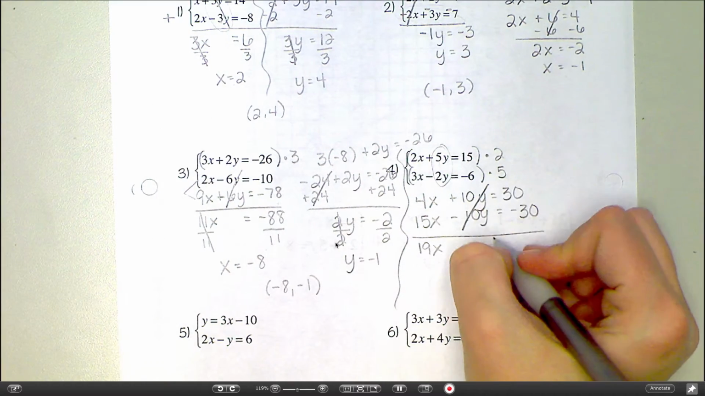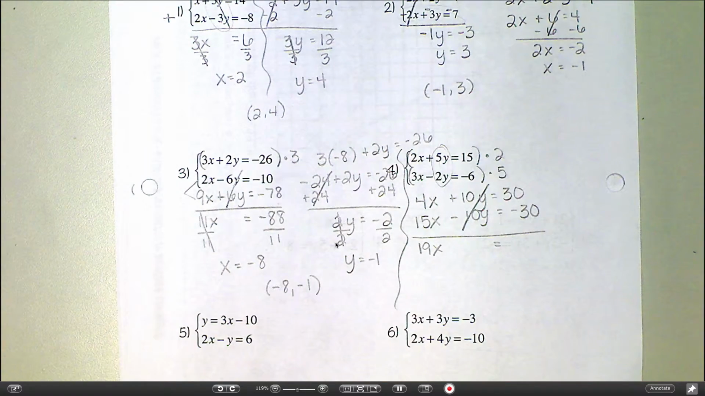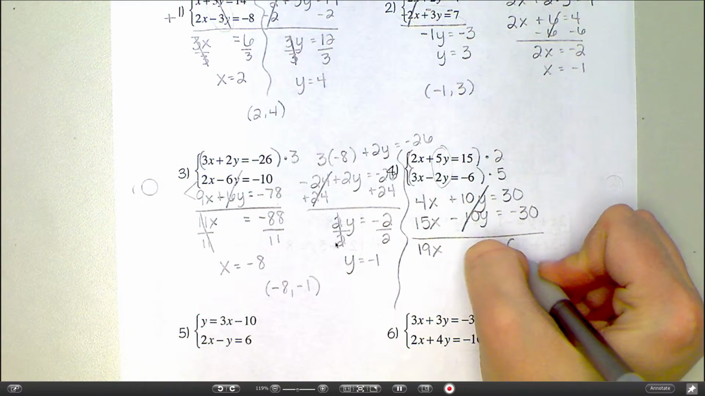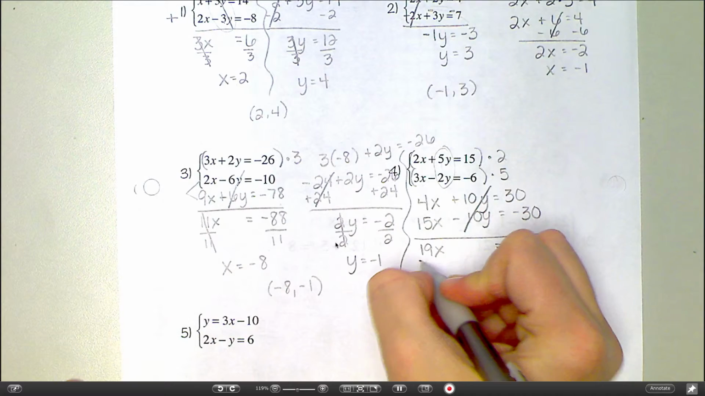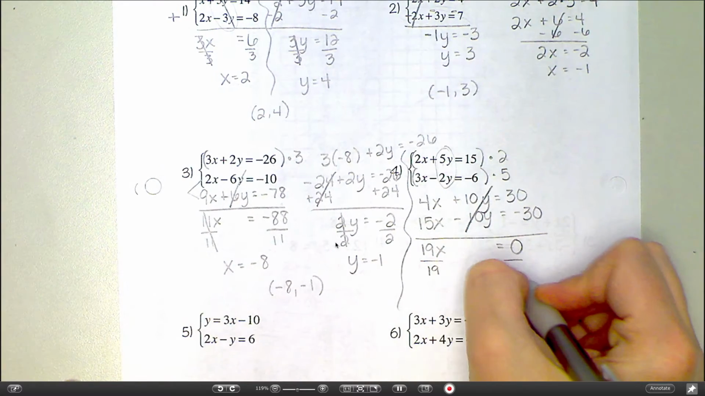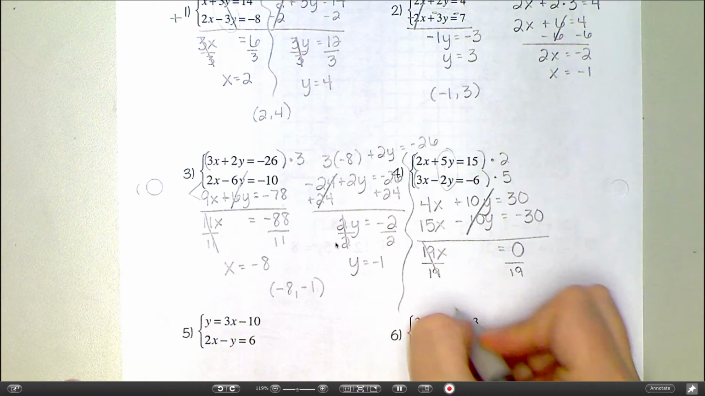What's 30 plus negative 30? Big fat 0. Don't let that freak you out. 0 is a number just like everything else. What would I do from here? Divide by 19. What's 0 divided by 19? 0. Yep. So I get that x equals 0.